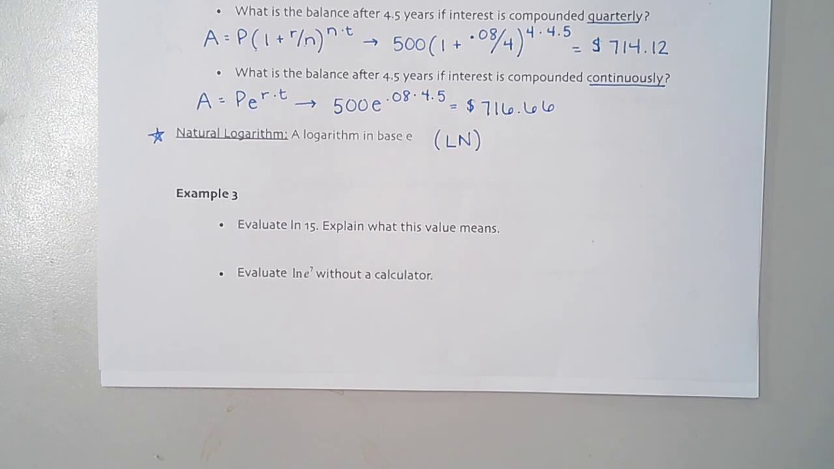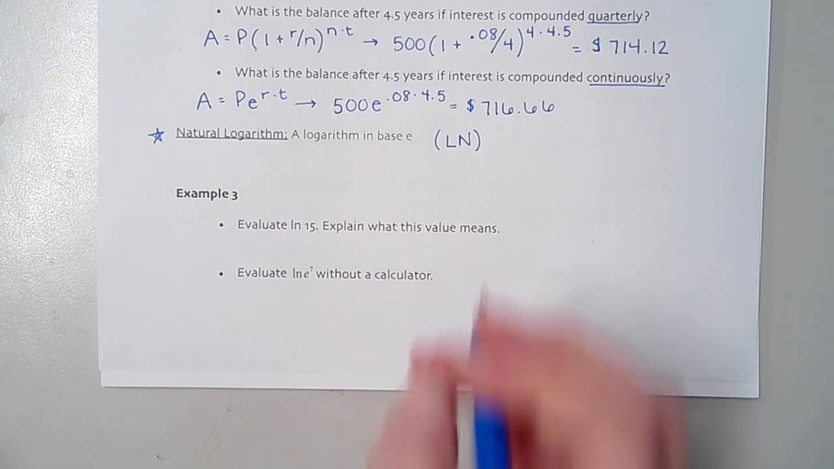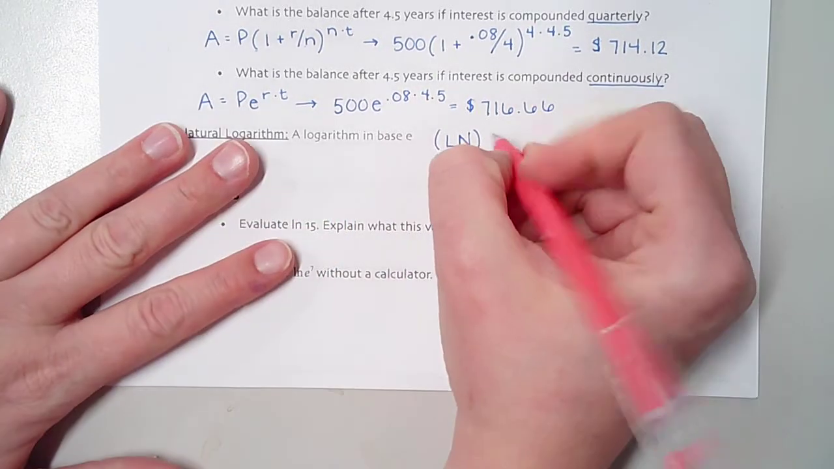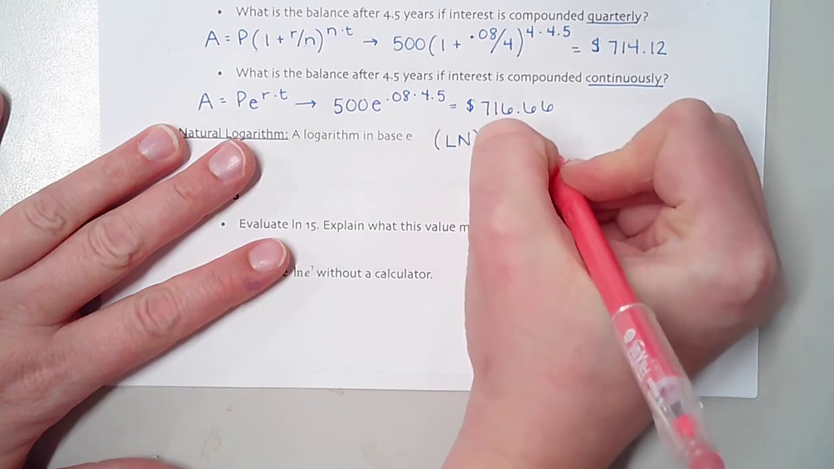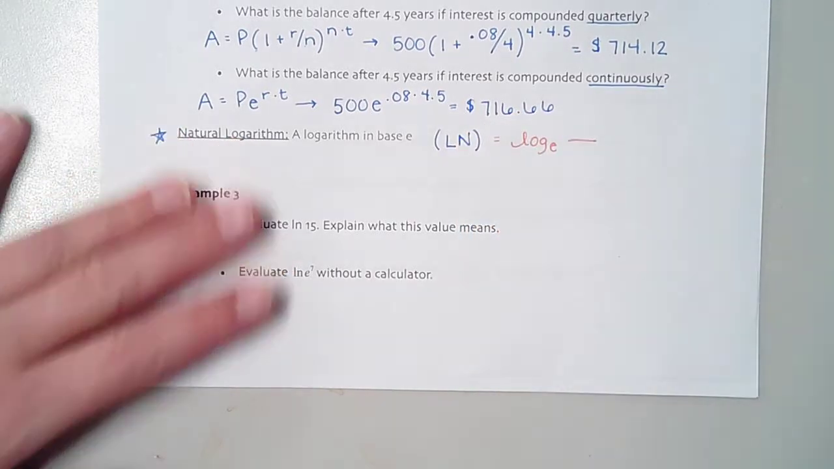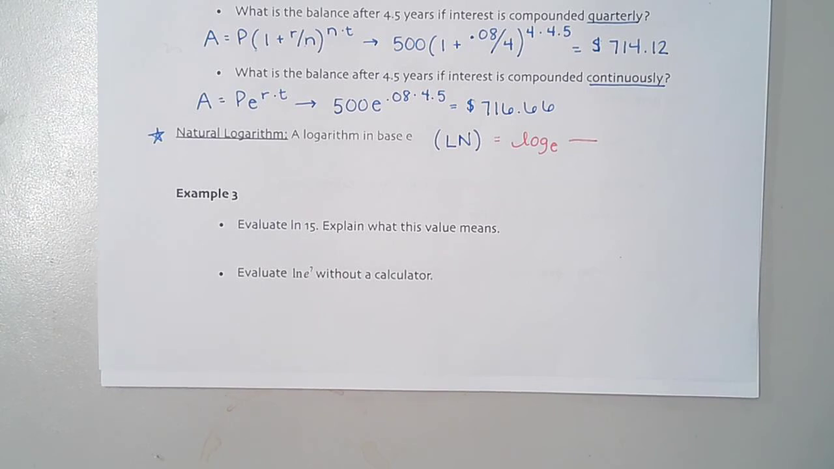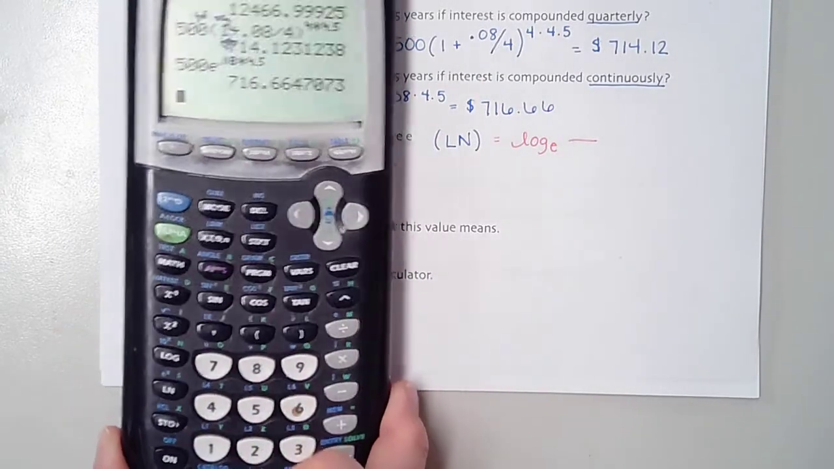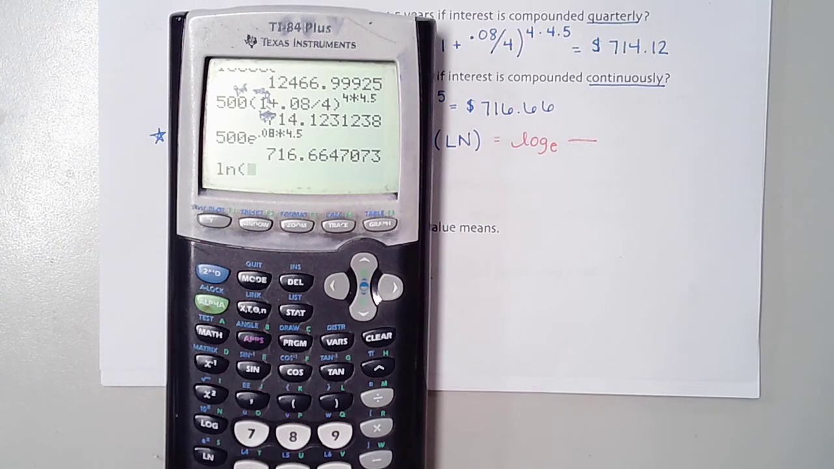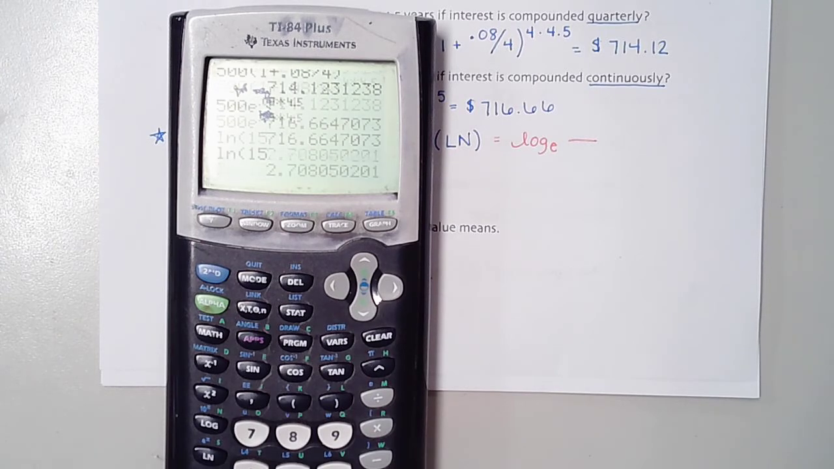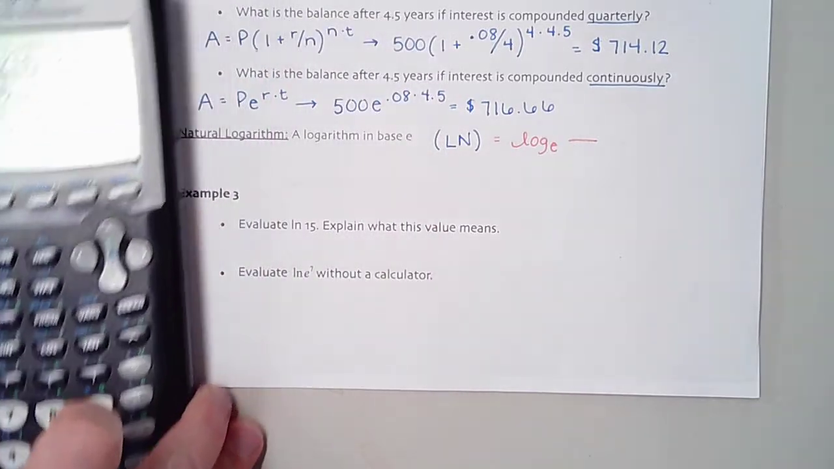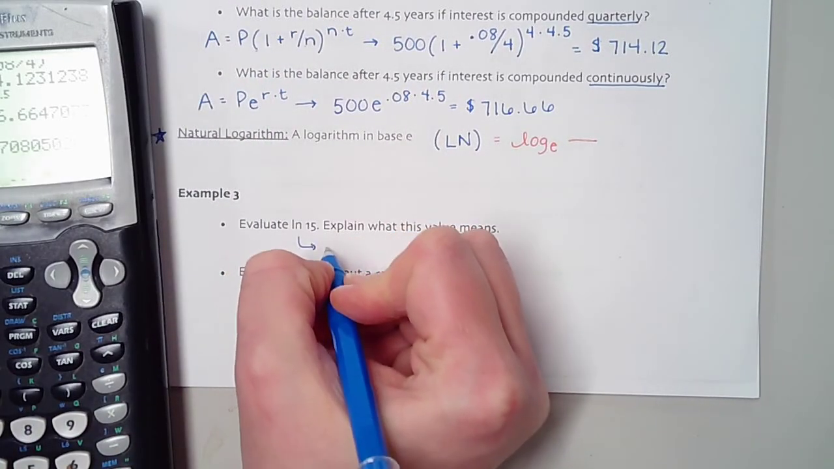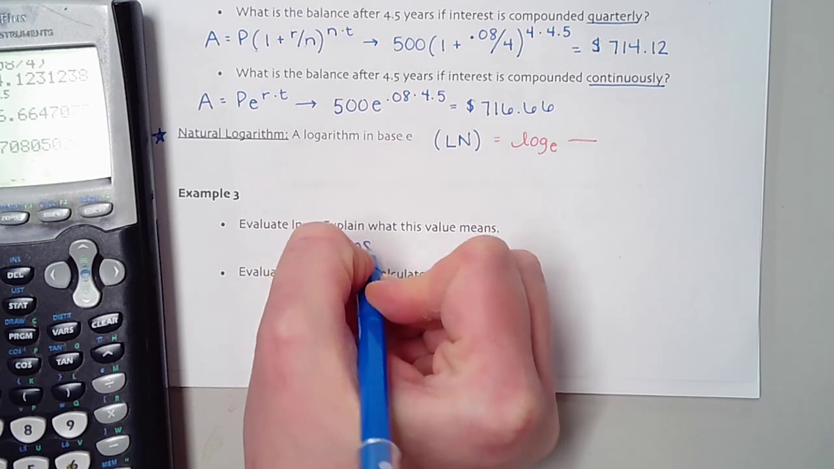So this is kind of like a common log. A common log is always base 10. This one will always have a base of e. So this is essentially the same thing as log base e of something. Okay? You'll never see me write it that way. It'll always just be ln. So when I say evaluate ln 15, that's just saying put it right in your calculator and do natural log of 15. Okay? And I get 2.708. ln 15 equals 2.708. Let's think about what that means.